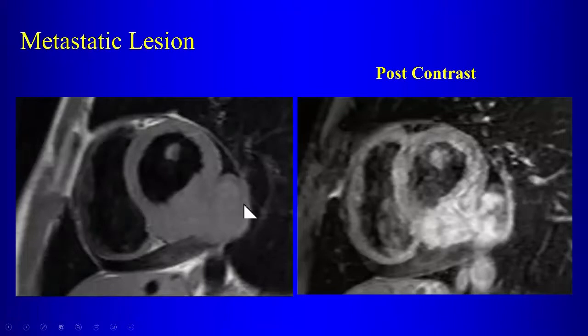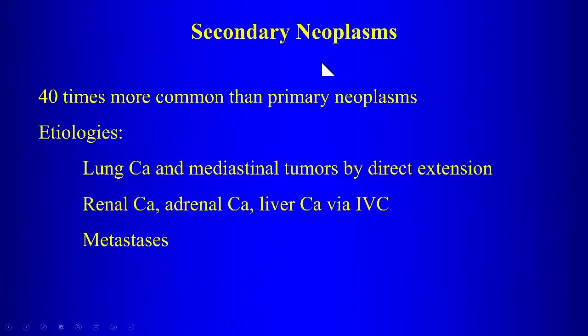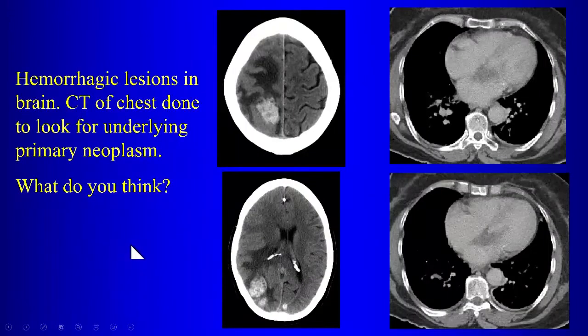This is an example of another metastatic lesion. I think this patient had Ewing's carcinoma. So this is another metastatic lesion here that enhances after contrast. So mets to the heart are more common than primary tumors that actually occur within the heart. So that's the point here, is that secondary neoplasms are 40 times more common than primary neoplasms. It could be lung cancer, mediastinal tumors by direct extension, renal, adrenal, liver, all those can grow up the inferior vena cava, and then mets can go anywhere in the heart, again from lung cancer, breast cancer, common tumors. Much more common than primary tumors.